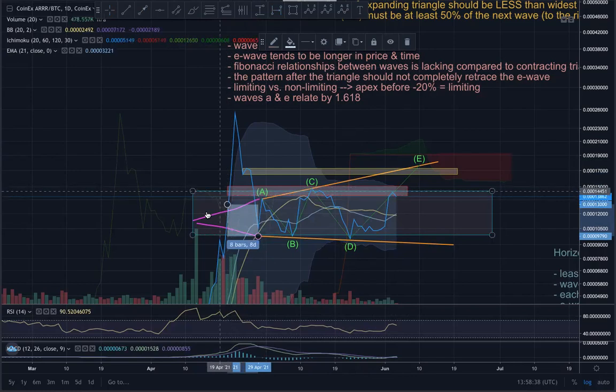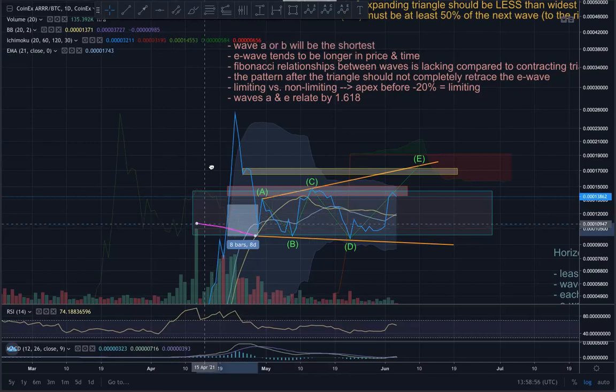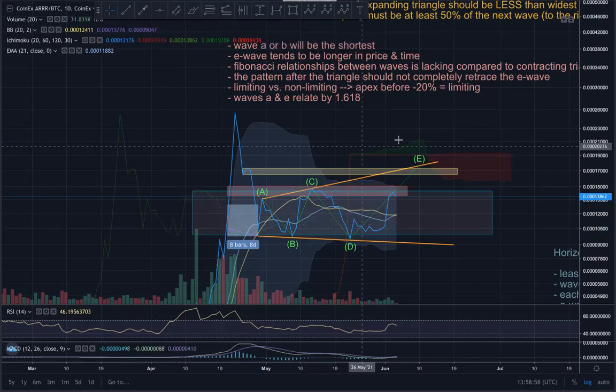So generally, even with this poorly drawn apex, you can see that this is actually more narrow. It probably would come out over here somewhere. Okay, so the apex is definitely before the 20%. Therefore, if this becomes an expanding triangle eventually, or if it is playing out an expanding triangle currently, then we'll consider this a limiting triangle. Not that it really matters.